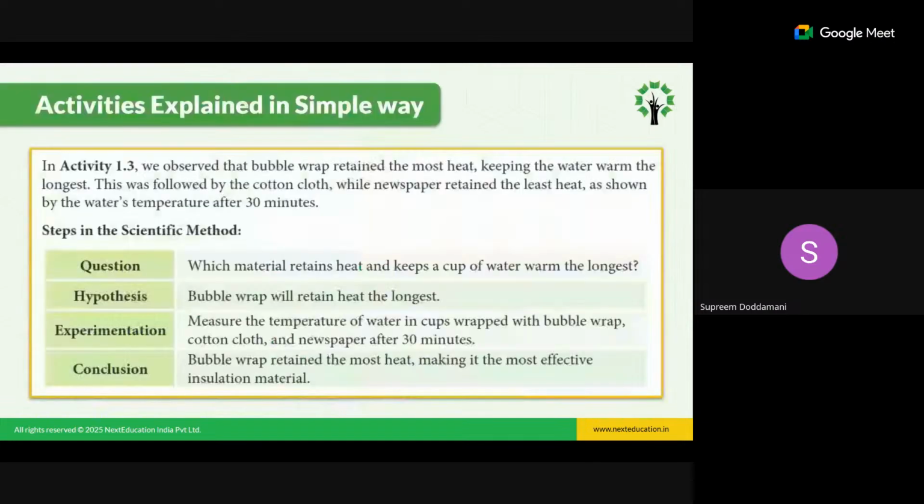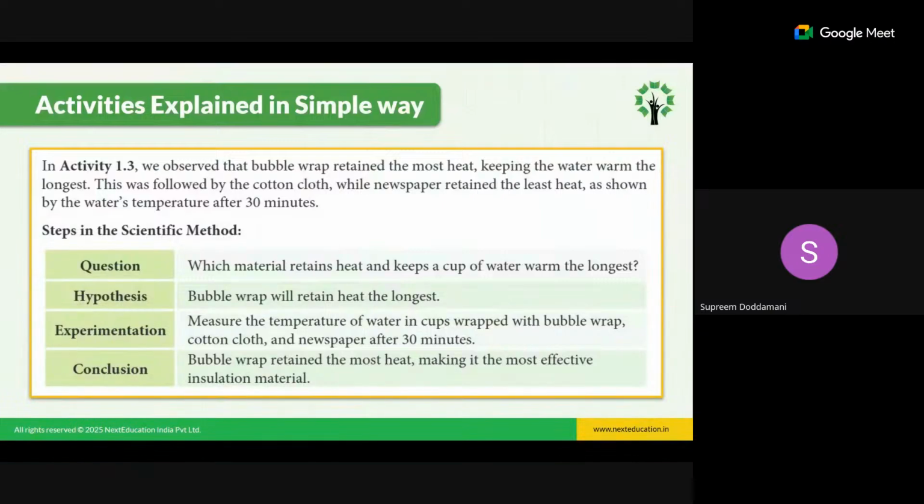I'll just show you the things. So this is the first one. Activities explained in a simple way. This is the sixth grade book we have done. So you can see that the activity, the question, is explained in simple language. We have not used any sophisticated words or high-end words over there. It is very common to the students and they will understand it easily.